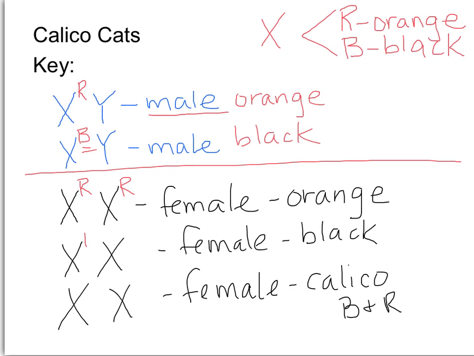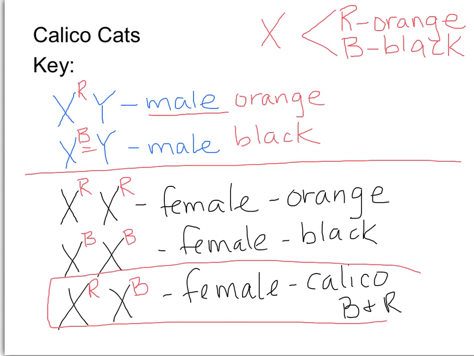If she's black, she has to have 2 B alleles. If she has an orange allele and a black allele, then she's going to be calico. You have to be female to be calico because you need to have codominant alleles. You need both of those. That should be written down. If you need to push pause to get it into your key for your packet, please do so. If not, here we go on the next slide.